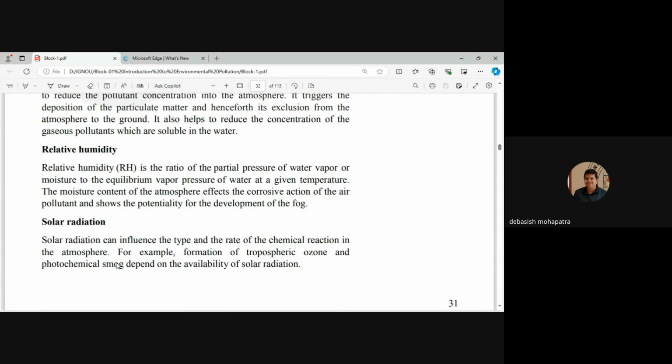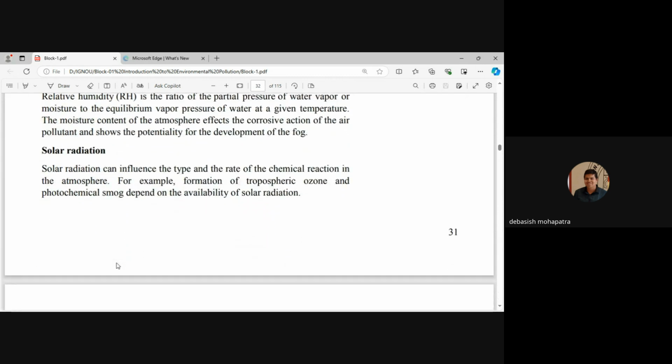Relative humidity, RH, is the ratio of the partial pressure of the water vapor or moisture to the equilibrium vapor pressure of the water at a given temperature. So the moisture content of the atmosphere affects the corrosion rate of the air pollutant and shows the potential for the development of fog. Then solar radiation. Solar radiation can influence the type and the rate of chemical reaction in the atmosphere. For example, formation of tropospheric ozone and photochemical smog depends on availability of the solar radiation because the sun will provide the energy.